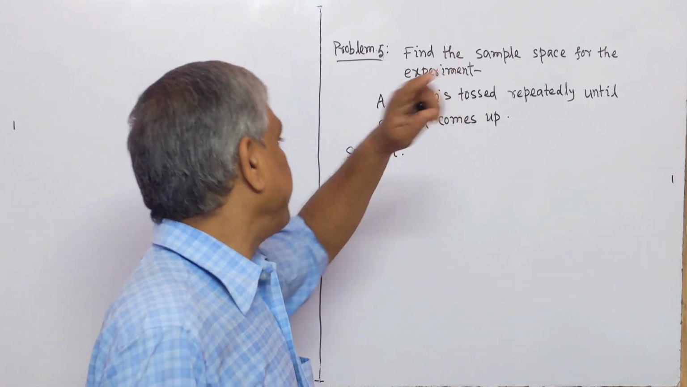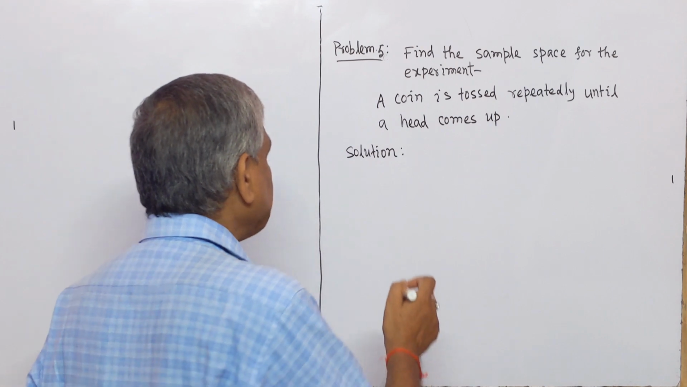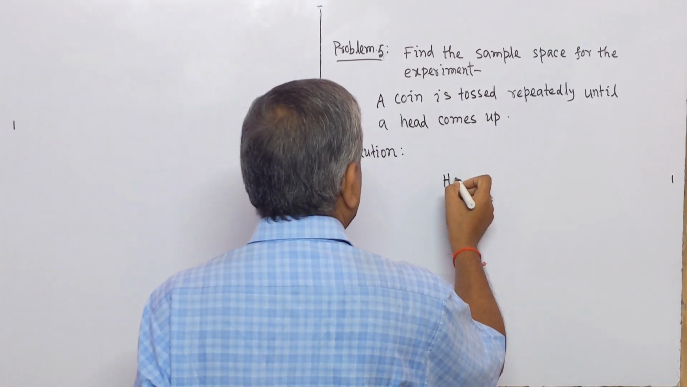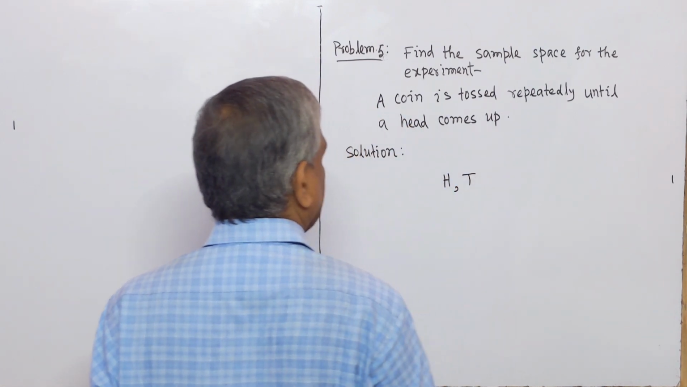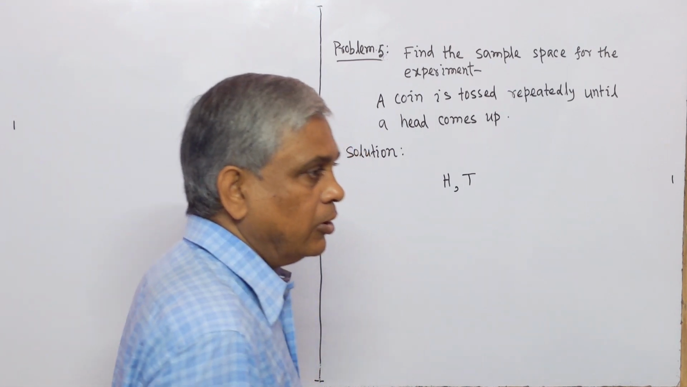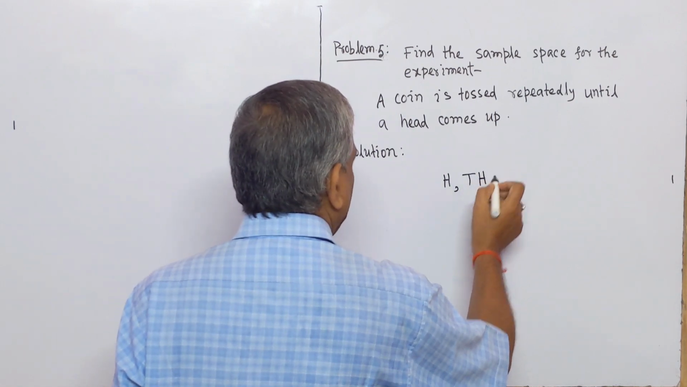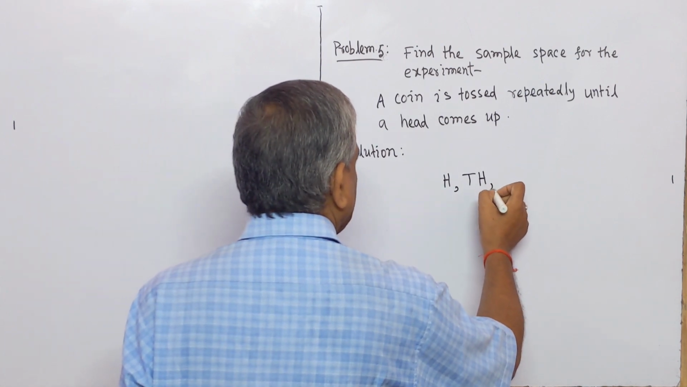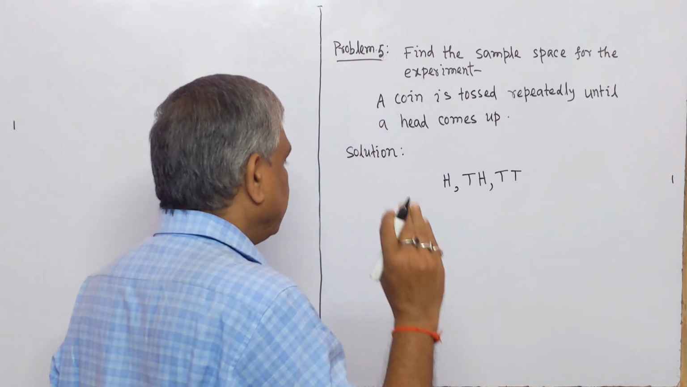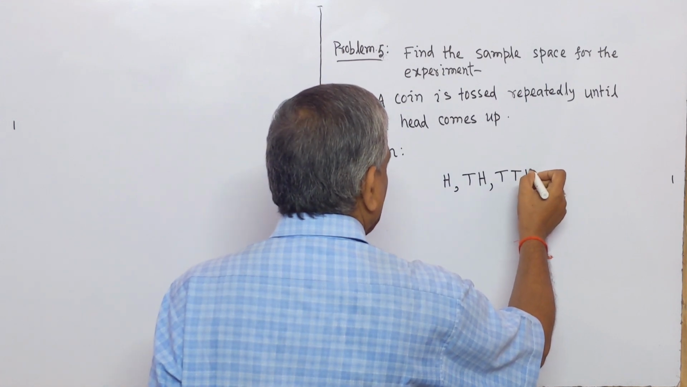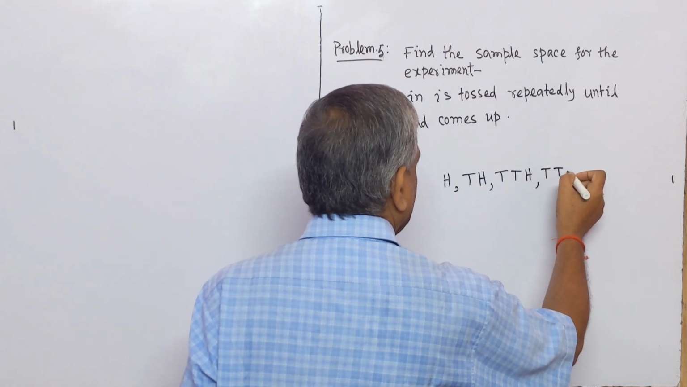We have to stop our experiment when head appears. Let in the first time we get head, then we will stop this. Otherwise, if in the first time tail appears, we again toss the coin, and if it comes head, we will stop our experiment. Otherwise, if we get tail, then again we toss the coin, and if we get head, we will stop this. If we do not get head, then we continue our experiment.